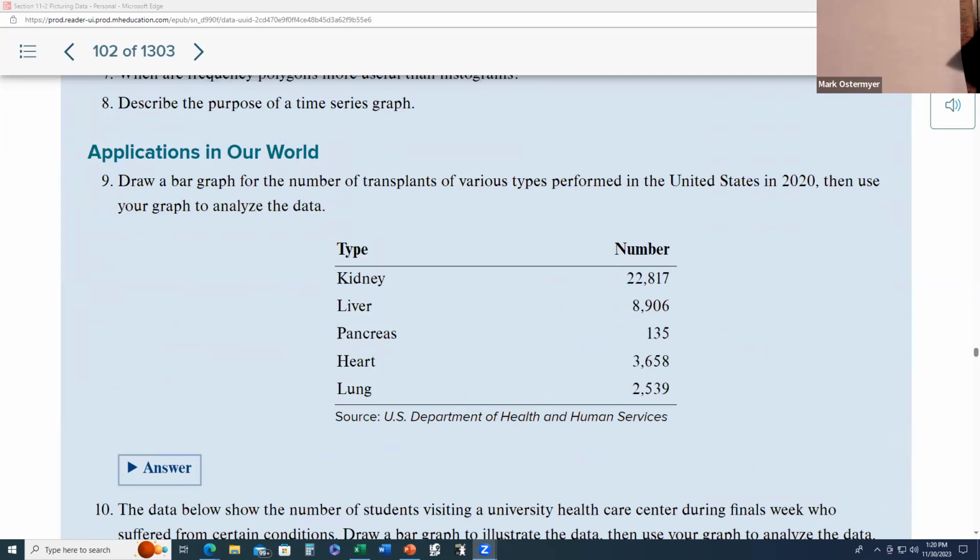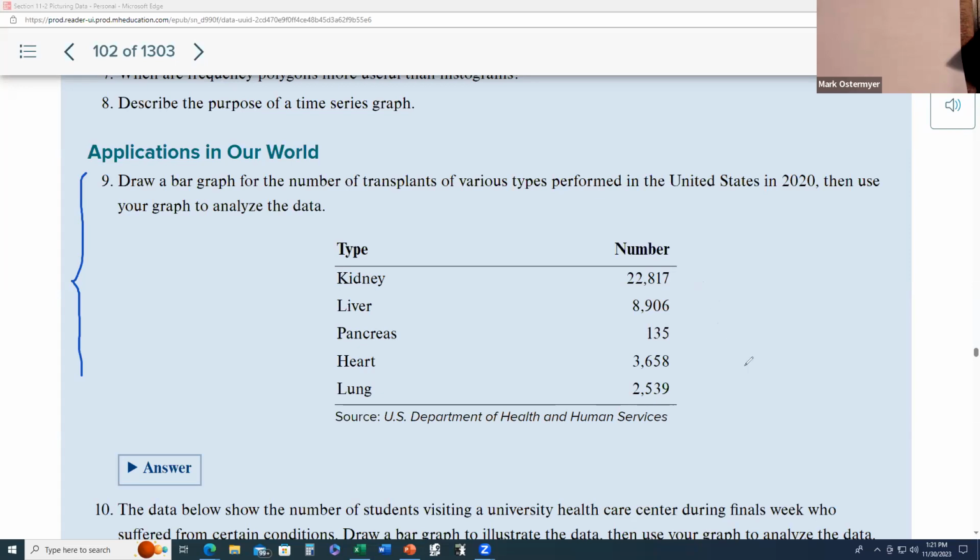All right, so ladies and gentlemen, what I want you to do for classwork number 1 is problem number 9. Let's see if we can draw a bar graph for the number of transplants of various types performed in the United States in 2020. Then use your graph to analyze the data. We got kidney, these are all organ transplants: kidney, liver, pancreas, heart, and lung. I would like you to make a bar graph. Go ahead and do that.